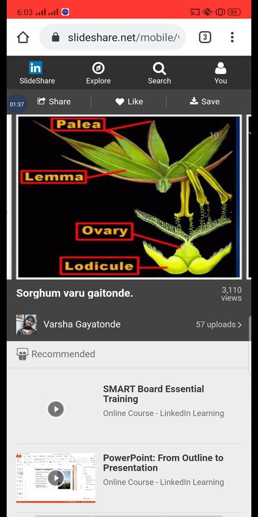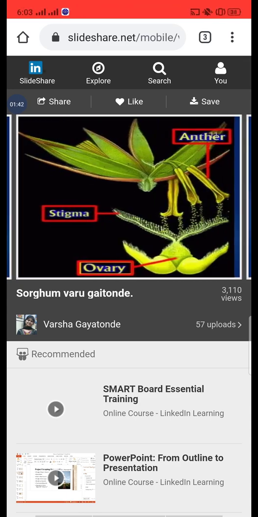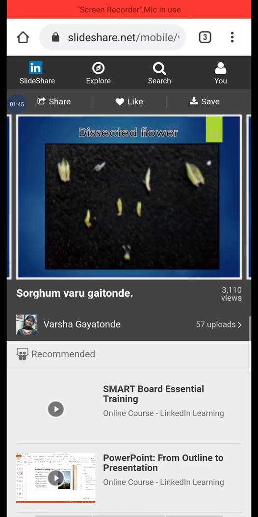A closer view of the ovary, lodicules, lemma and palea. This is the dissected flower.